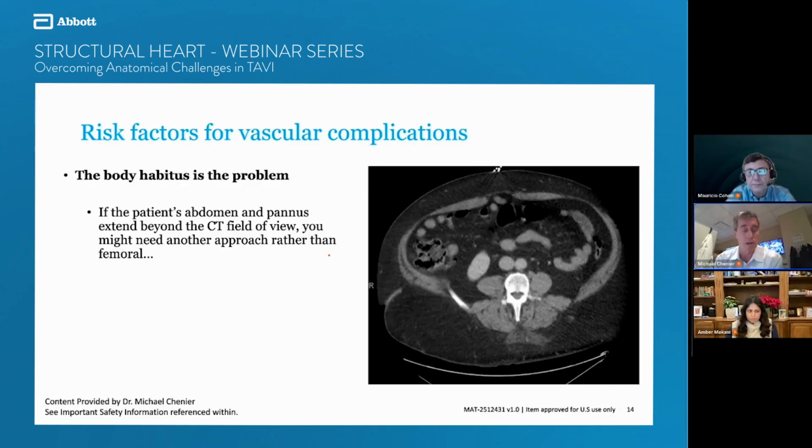So we ended up doing his case from a left subclavian approach, and it was no difficulty at all. So to your point, Amber, about where people's weight is distributed, this patient was almost 550 pounds, but he carried it all down low. His neck and his shoulders were actually kind of standard size.